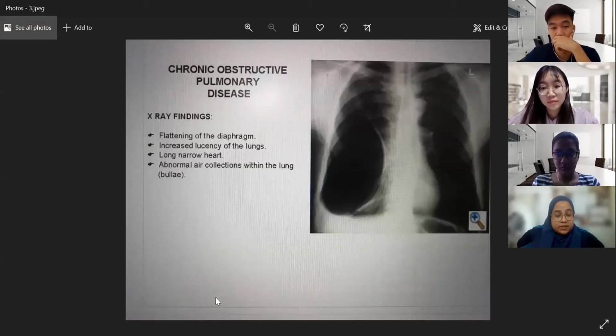So today I'm going to be presenting about chronic obstructive pulmonary disease. So COPD is where the lung disease inflames and also obstructs the airway flow. So usually the X-ray findings would be flattening of the diaphragm, and then you see increased lucency of the lungs, and then the heart would be long and narrow, and there would also be an abnormal air collection within the lungs.